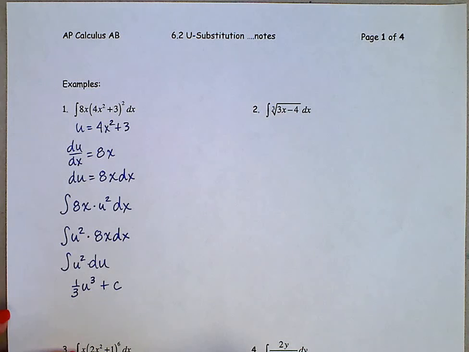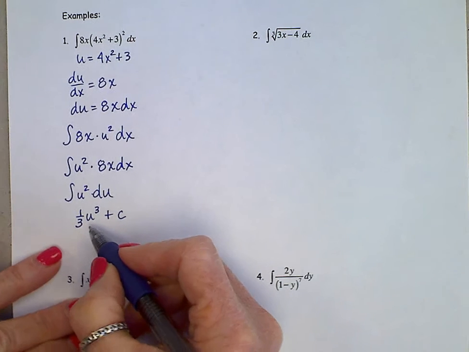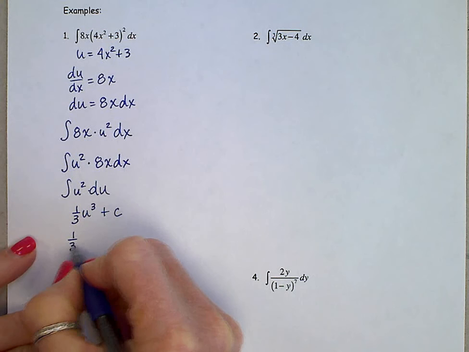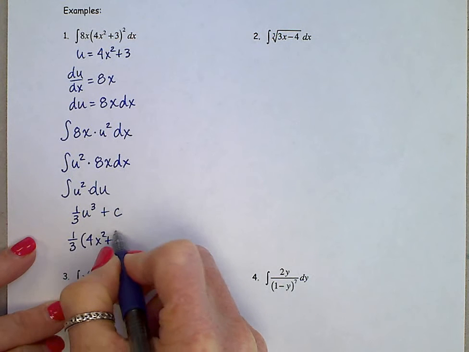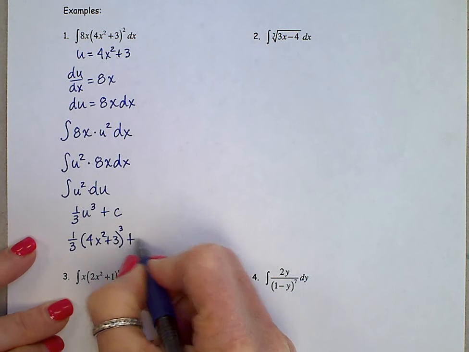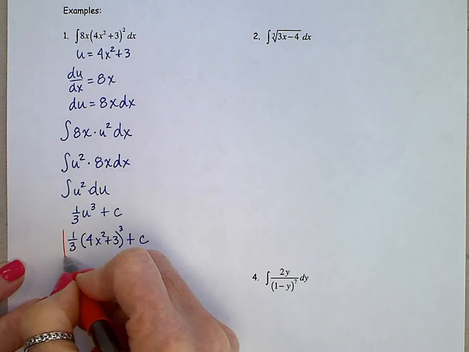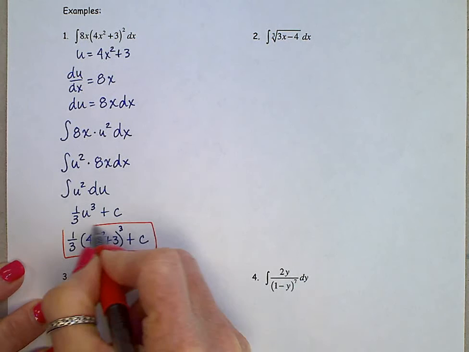And we'll trade back that u for the x's, and we end up with 1/3 times 4x squared plus 3, that was our u, cubed plus c. And that's the final answer right there.